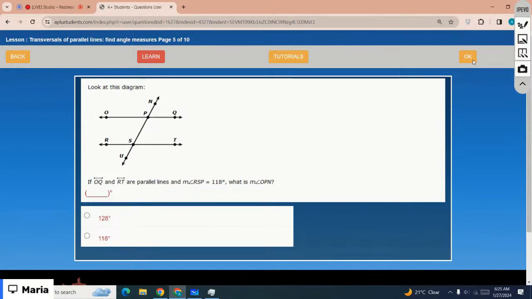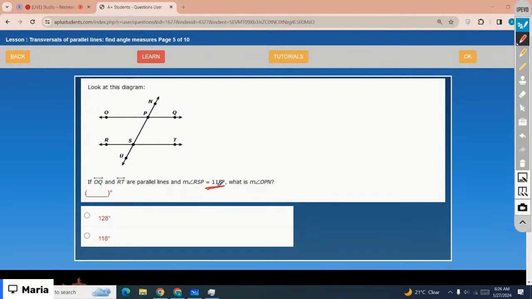Look at this diagram. If OQ and RT are parallel lines and RSP is 118 degrees, what is OPN? Which is the correct option? Very good. The correct option is 118 degrees, right?